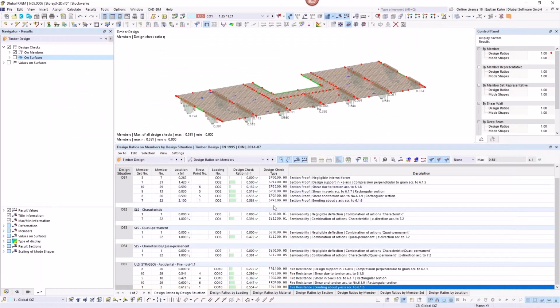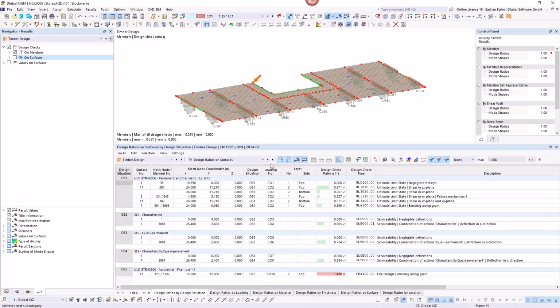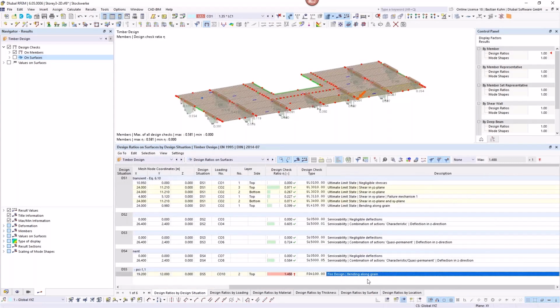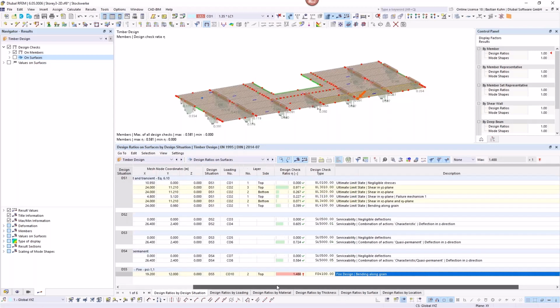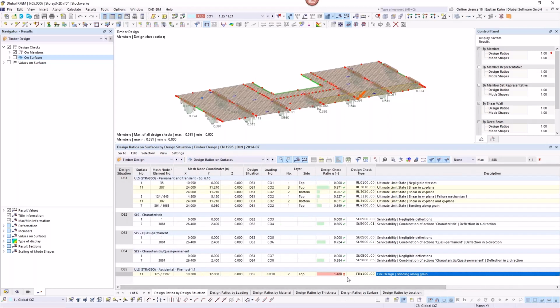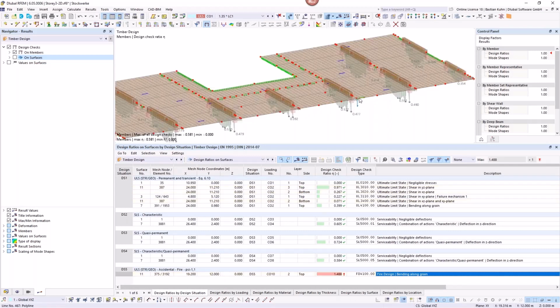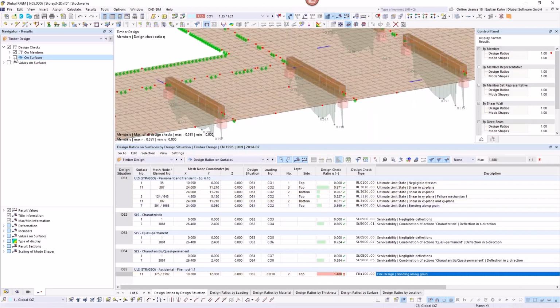Okay, that's the beams. And now we will jump to the surfaces. And here you see already, the fire resistance is not really so nice looking in here. I mean, it's only a small part of the structure. Oh, hold on. We will get the graphics on again because I skipped that.